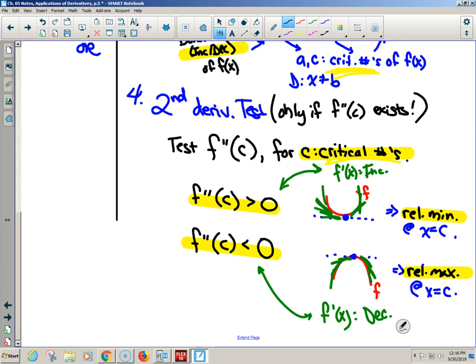The second derivative has to be continuous, exist, and be non-zero. If it's zero, well, we can't really tell anything because it's not going to be a positive or a negative. First derivative test, relative extrema are found by changes from increasing to decreasing. Second derivative, what's the concavity, or is there any?